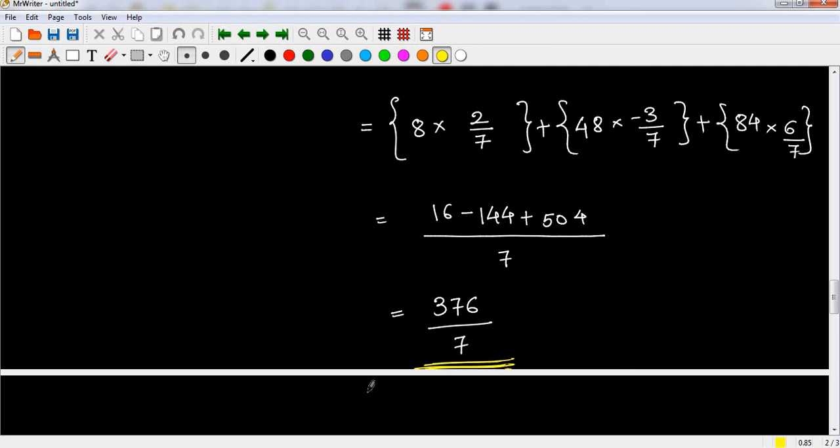I hope you have understood the calculations. In the next module, we discuss one more problem on the directional derivative.